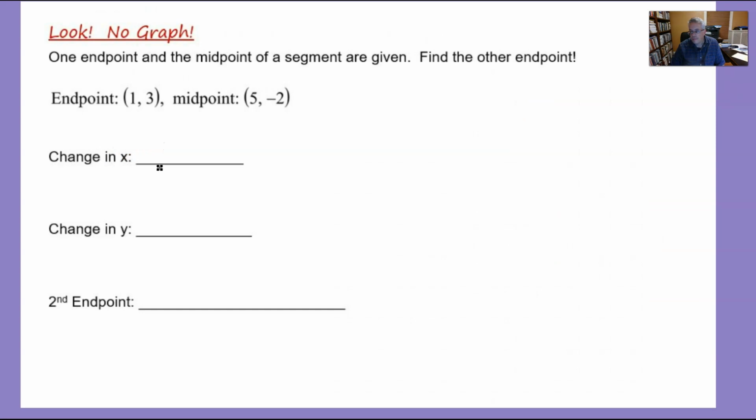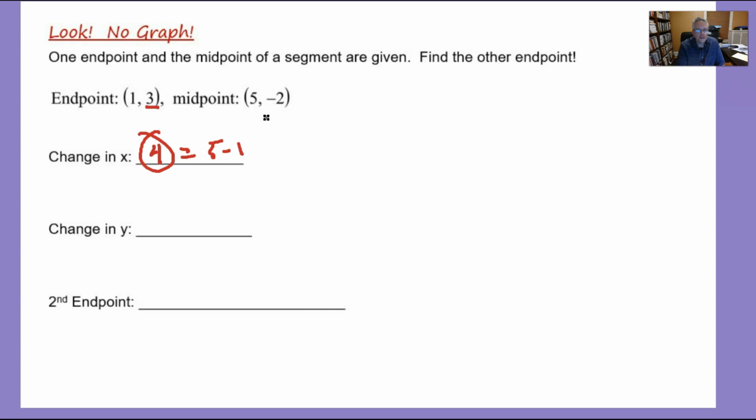If we don't have a graph, this is what we can do. So we have a segment with one endpoint at 1, 3, and the midpoint is at 5, -2. So we got to think, in the x-coordinate, how do we get from 1 to 5? How did x change? Well, the change in x is 4. You can get that by just doing the x-coordinate of the midpoint minus the x-coordinate of the endpoint. So if we just do 5 minus 1, we see that x changed by 4.